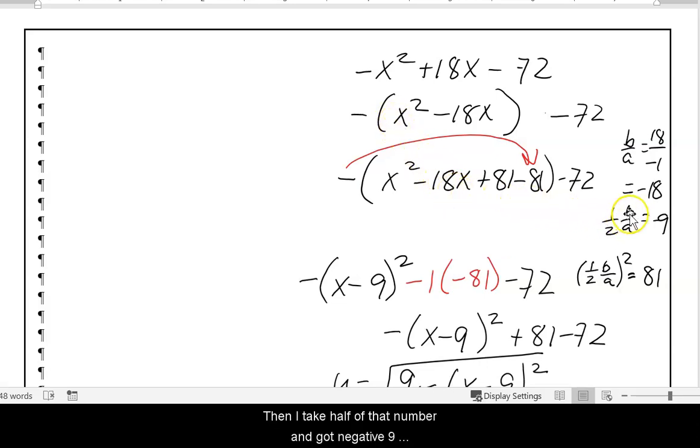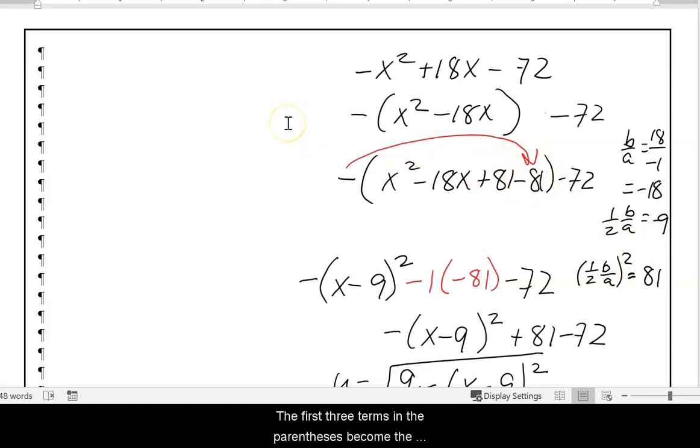Then I take half of that number and get negative 9. This is what will end up inside the binomial that is being squared. Now I need to know what number I have to add and subtract in the parentheses to force that binomial square to occur. I take half of b over a, which was negative 9, and I square it. That gives me 81. Adding 0 gives me plus 81 minus 81.